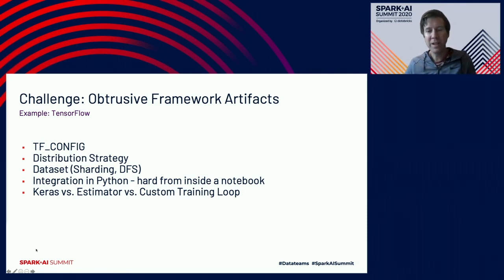I can give the example of TensorFlow, because the work we've done to date has been with TensorFlow and Keras. In TensorFlow, if you're going to do distributed deep learning, so data parallel deep learning, you have to set up an environment variable called TF_CONFIG with the IP addresses of all the workers. We have to decide on the distribution strategy. If it's collective all reduce, for example, that would be one distribution strategy. When we share the data set for training, how do we share that amongst the workers? Do we have a distributed file system available? And then if we're working with Keras or the Estimator framework in TensorFlow, or if we have custom training loops, how do we integrate all this?